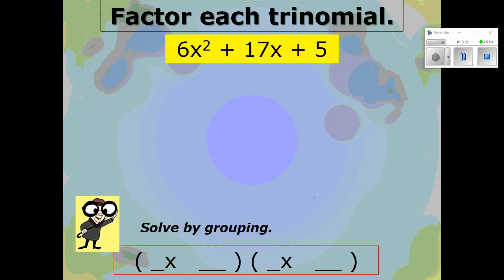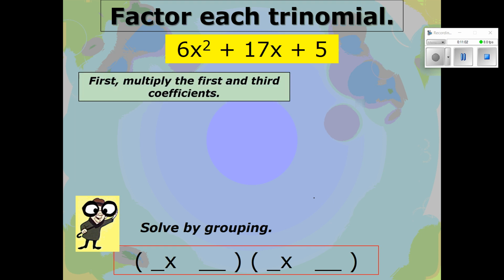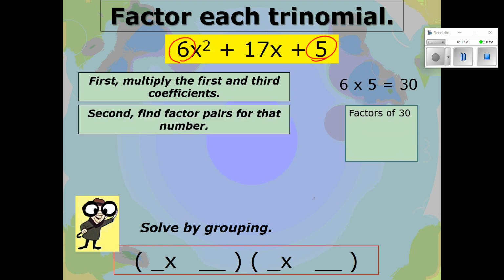This one's not on your notes, but let's do another practice here. Again, we have a trinomial. There is not a greatest common factor that we can pull out to start out with. So we're going to multiply the first term and the last term. That would be 30. So 30 is what we're looking for.